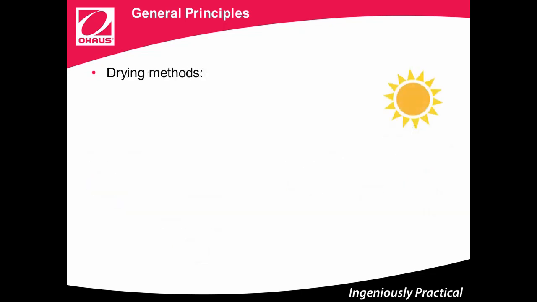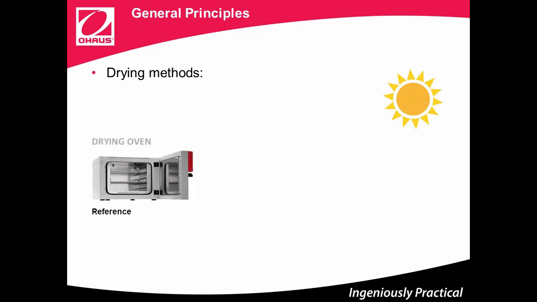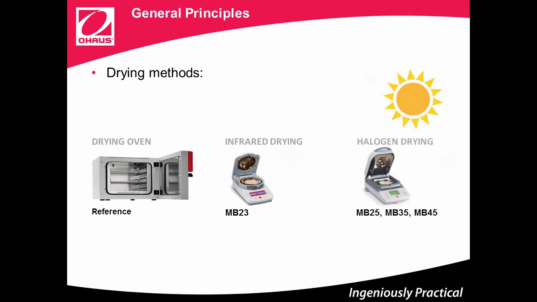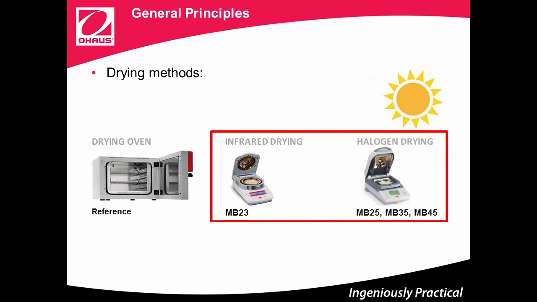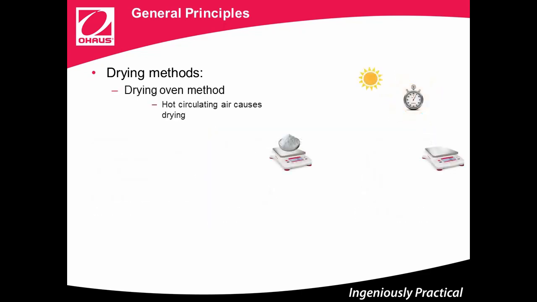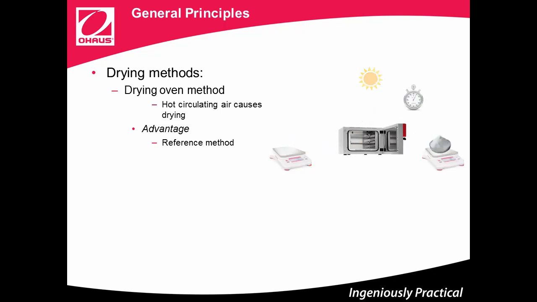Drying methods. We'll now go over and compare 3 types of drying methods: drying oven or reference method, infrared drying method, and the halogen drying method. The infrared and halogen technologies are used for drying in the OHAUS MB Series moisture analyzers. Drying oven method, traditional method. This method dries by means of hot circulating air. This method is frequently cited as the reference method in laws and governing standards.